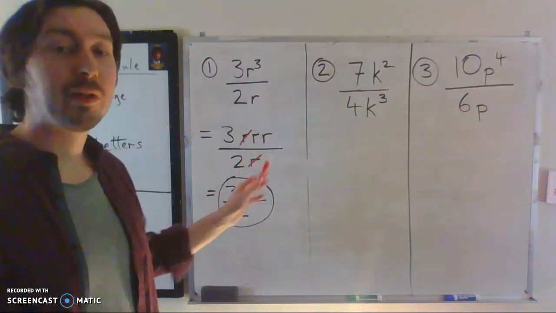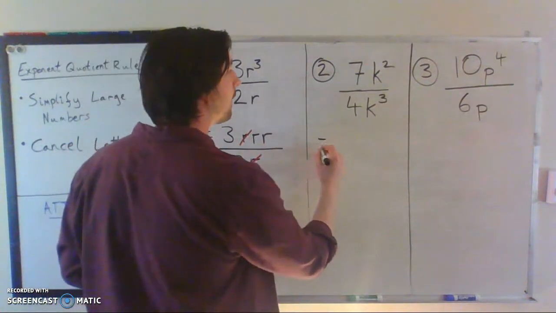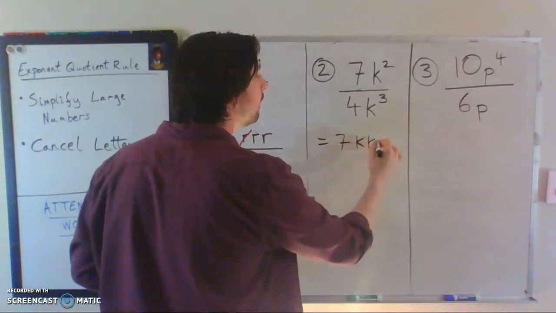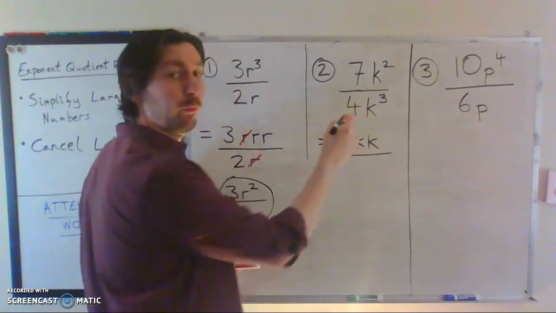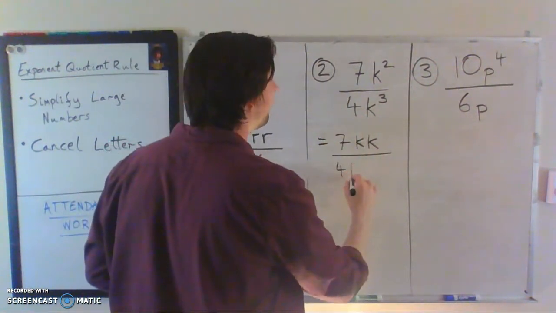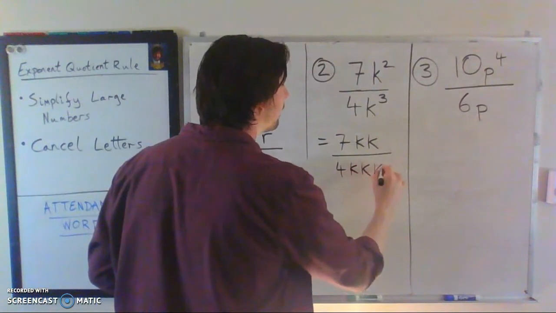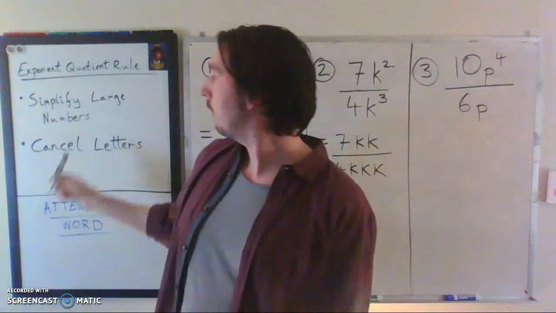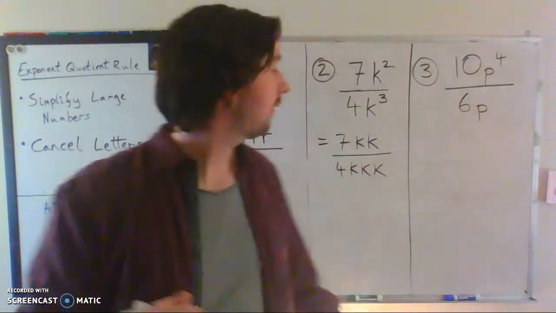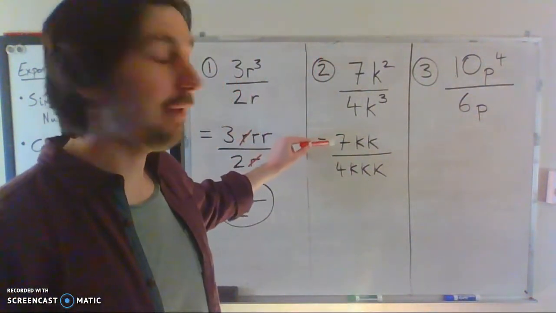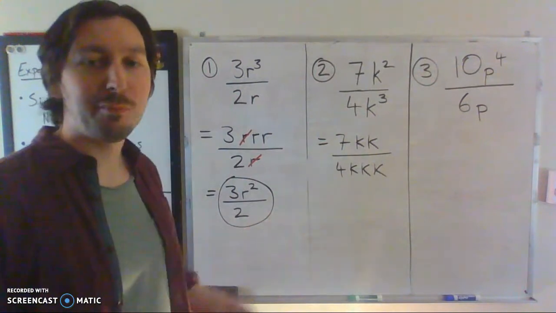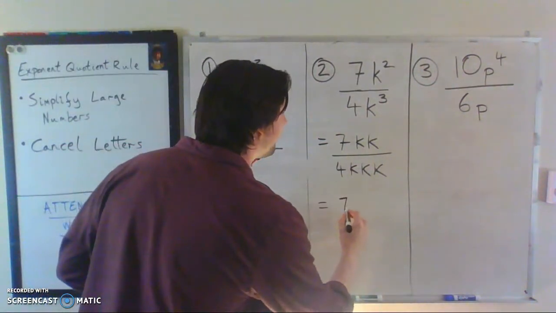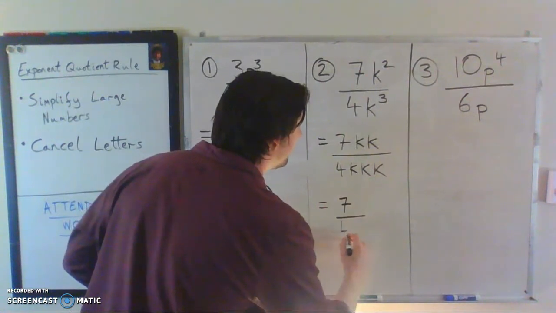Let's do the same thing with number 2. 7 KK, and then I've got a 4 and I've got 3 Ks on the bottom. And now I'm going to cancel first, though. I want to simplify those large numbers. I can't do that here. 7 and 4, again, they don't simplify, they don't divide. So I'm just going to leave those as they are in my answer.